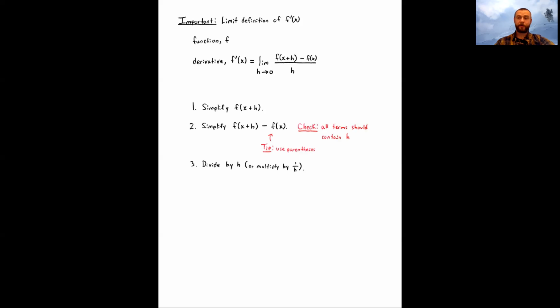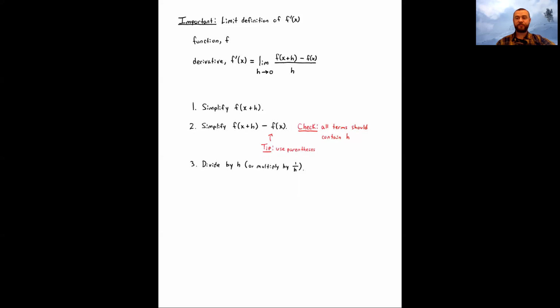This is basically, again, the limit of the difference quotient. Before we get to some examples, let's review the basic steps that go into one of these problems, at least for the simple examples we'll encounter within this lecture and the corresponding homework. Step 1, simplify f of x plus h. That's typically where there's a lot of algebraic simplifying. Step 2, simplify the difference, f of x plus h minus f of x. Big tip, use parentheses around f of x, what you're subtracting. And then a consistency check at the end: all surviving terms should contain h.